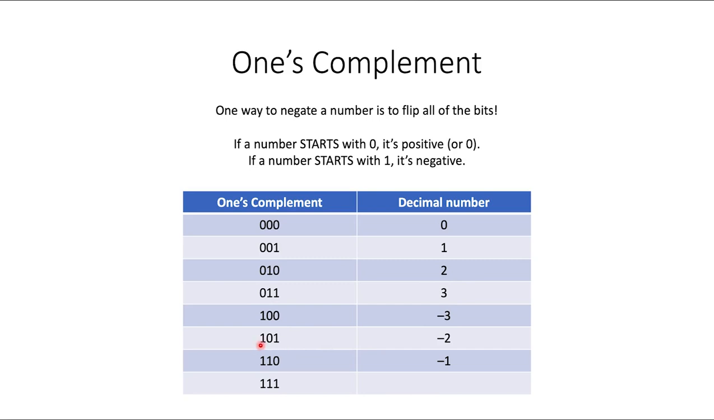Now let's look at the next number, 1, 0, 1. We can apply the same process. This number should be negative. Flip the bits, you get 0, 1, 0, and this corresponds to 2. So this number corresponds to negative 2. And the same thing goes for negative 1.